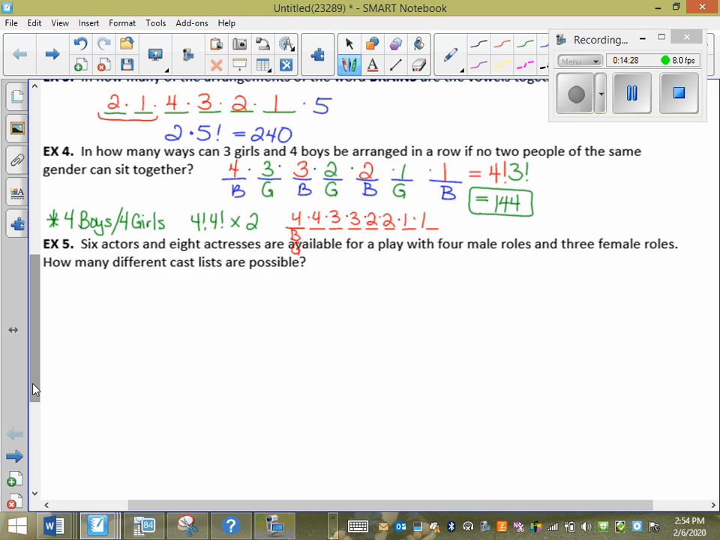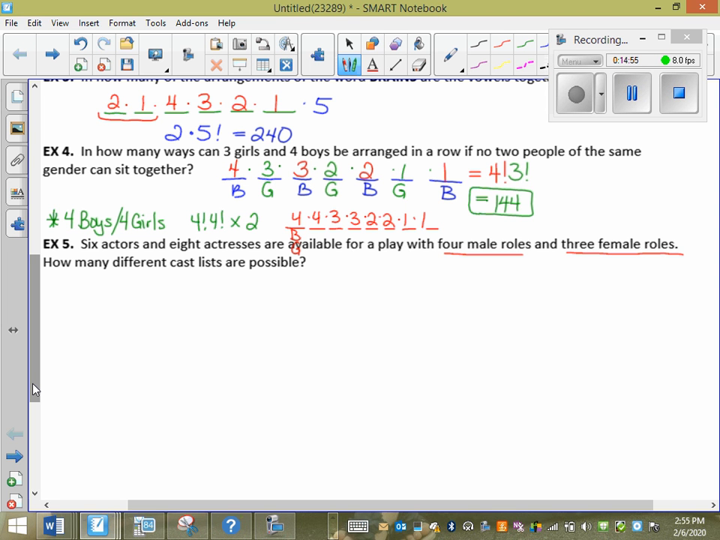Okay, we have 6 actors and 8 actresses available to play 4 male roles and 3 female roles. They don't say they're the same roles, so we assume that they are different roles. So order matters in which you're picked. And on a diploma, I would really hope that they would put 4 different male roles, 4 different female roles, so that you wouldn't assume either way.